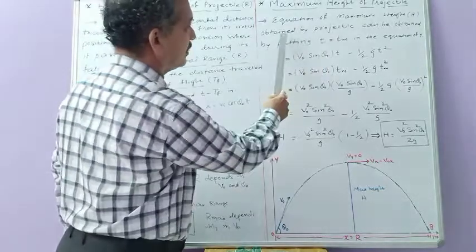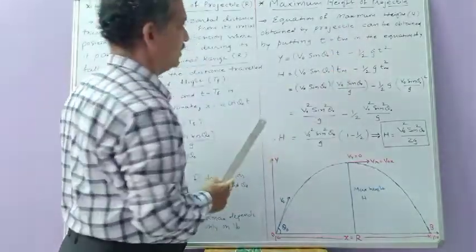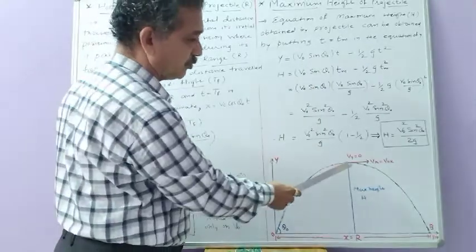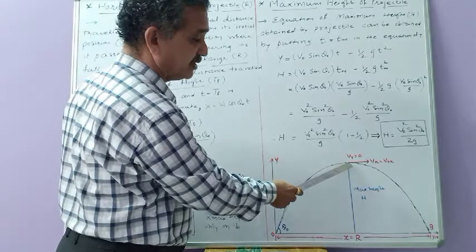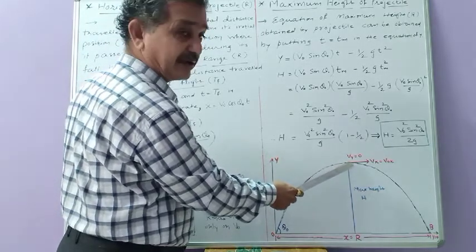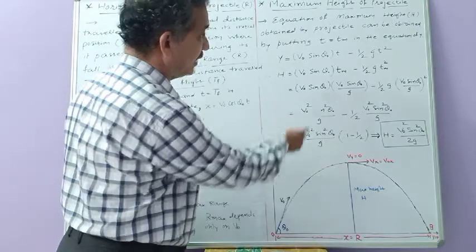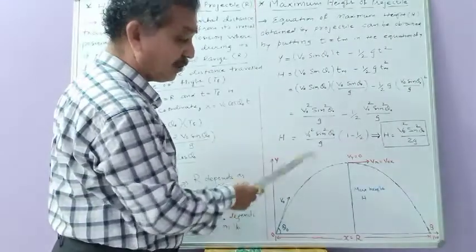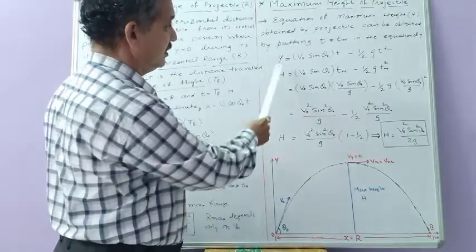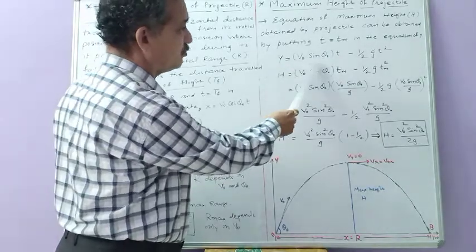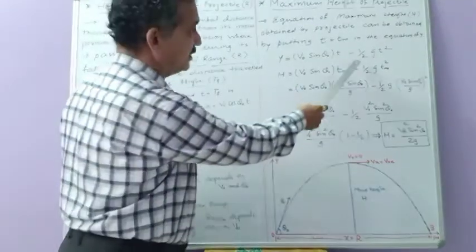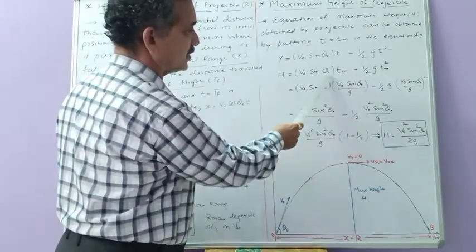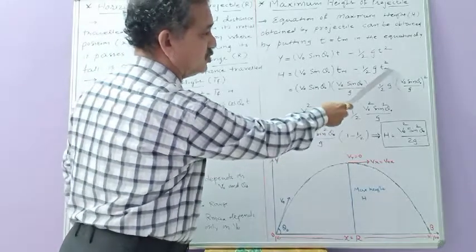The equation of maximum height obtained by the projectile can be obtained by putting time t equal to tm, in order to reach such a point. The time taken by the projectile to reach maximum height is the time of maximum height, that is t equal to tm, in the equation of the y coordinate of a projectile. We know this y coordinate is y equal to v0 sin theta 0 into t minus 1 half g t square. Substituting t equal to tm, this is v0 sin theta 0 into tm minus 1 half g tm square.